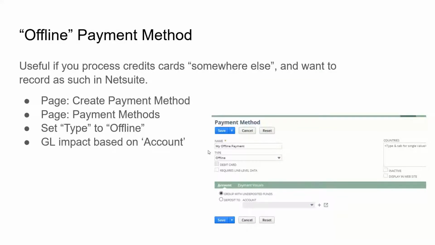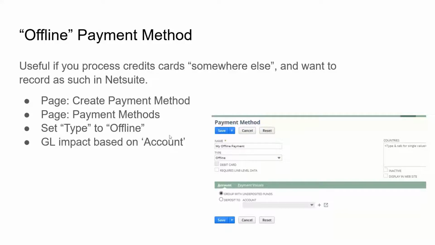Okay, so we'll go into the first payment method, the simplest, but actually could be pretty useful for some of you, and that's the offline payment method. If you went to page:create payment methods, or you went to page:payment methods and clicked the little button that says create new payment method, this is how you could create a custom payment method in that dropdown.